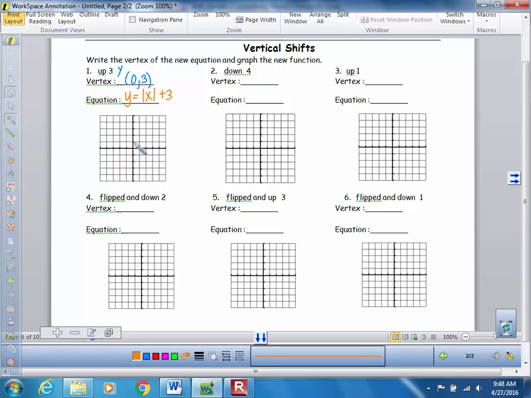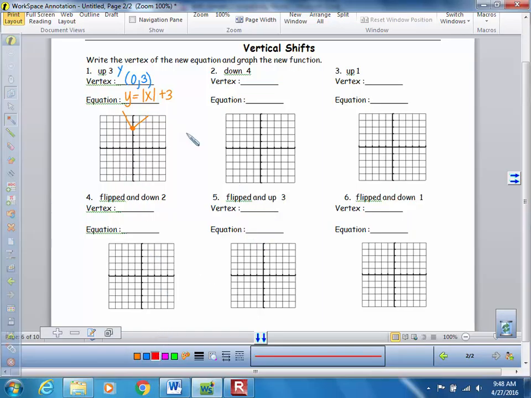Then if I want to graph that, I'm going to put a point at my vertex, 0, 3. So I'm going up 1, 2, 3, and putting a point. And what shape should I make this time? A V. And it is going up because it's positive, so I'll just make it go straight out like that. That's why it's so important to distinguish between the curved view and then the actual V.